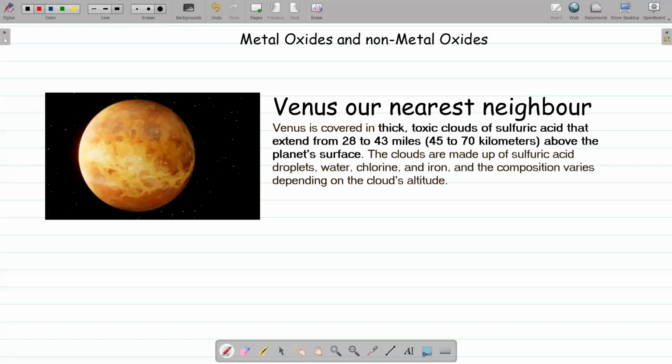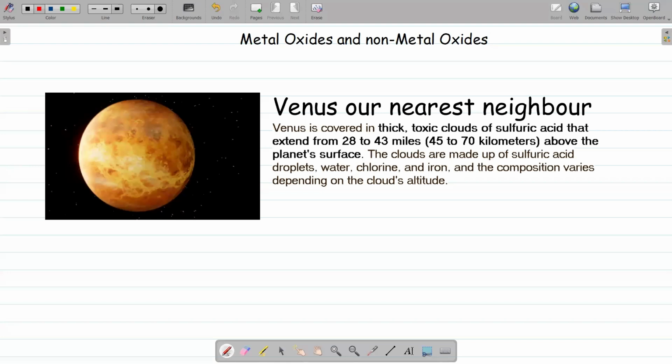We are getting into the fascinating world of oxides. To begin with, let's talk about Venus, our nearest neighbor in this solar system. Why am I talking about Venus? Venus is identical in size and density to the Earth, but Venus is veiled. Life cannot exist there, and it is a threat to the probes and spacecrafts that are moving around. So why is this happening?